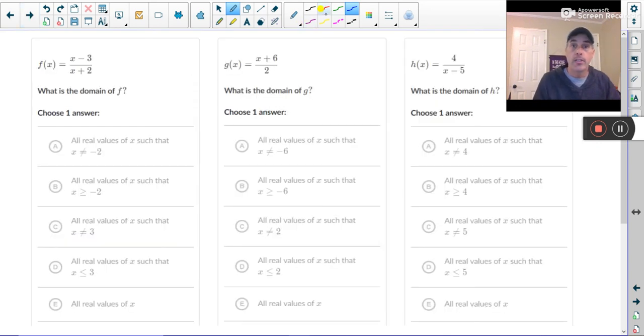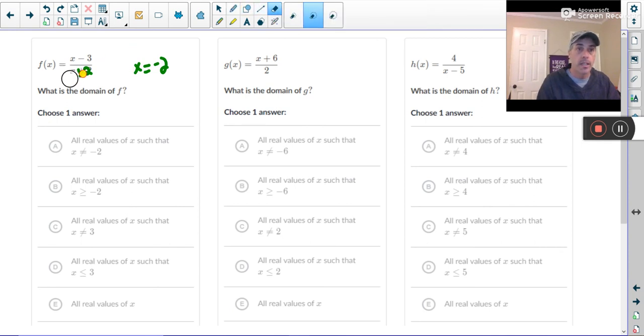Okay, so now here's a bunch of them. Let's go quick. Let's just take a look at these and burn through them. I see an x plus 2 in the denominator. I'm thinking, what makes 0? Well, if x equals -2, I'm going to have -2 plus 2. I'm going to get a 0 in there. So this is no bueno. We cannot have -2. So all real values of x such that x is not equal to -2.